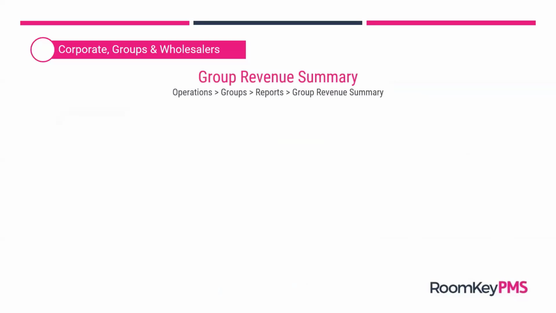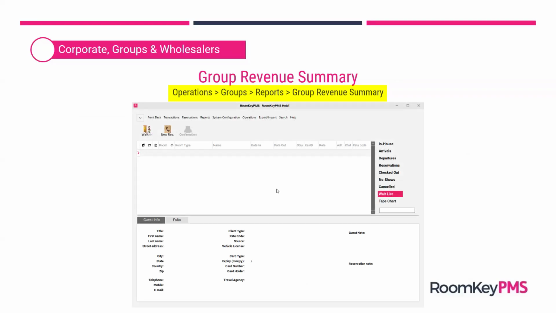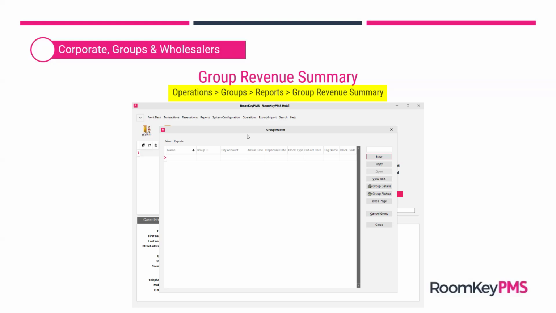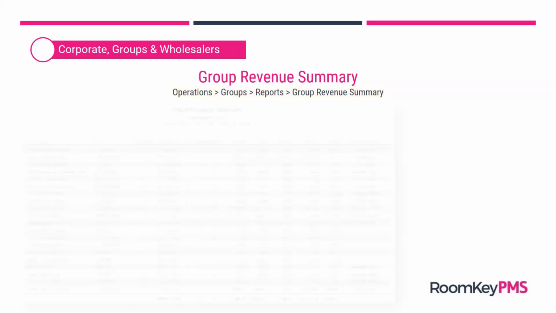The next report that I want to take a look at for end of year reporting is our group revenue summary. Now, this information is not found in our standard reports menu. You're actually going to go directly to the groups module. So in the operations menu, you'll select groups. That will open up the groups module for you. And then in the groups module, you're going to select the reports menu and select group revenue summary.